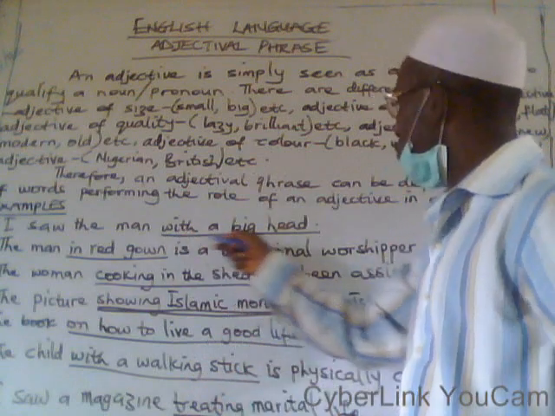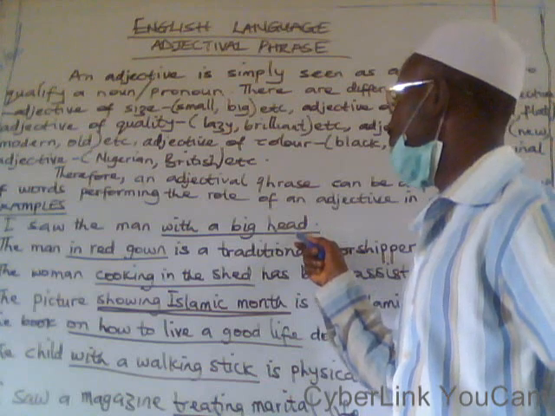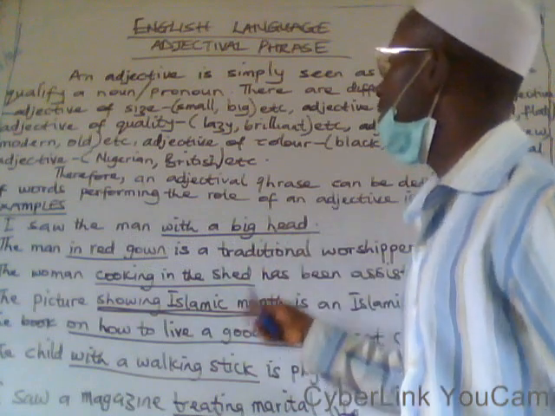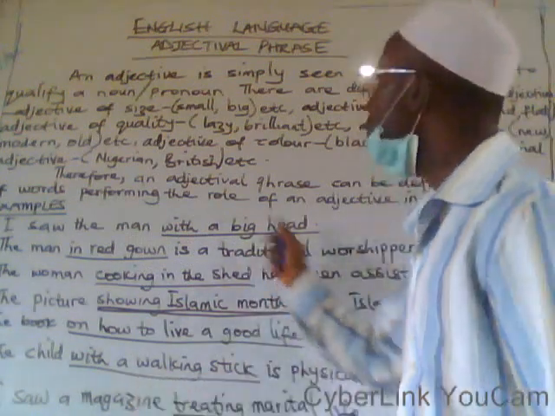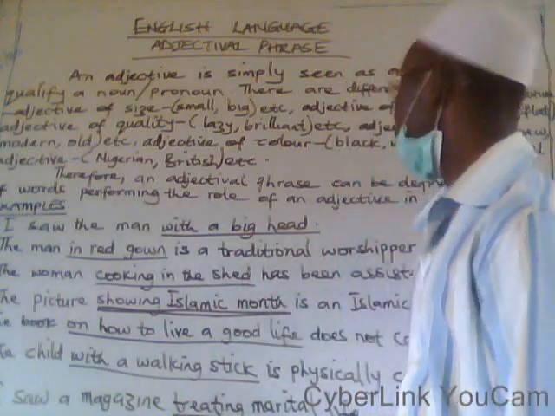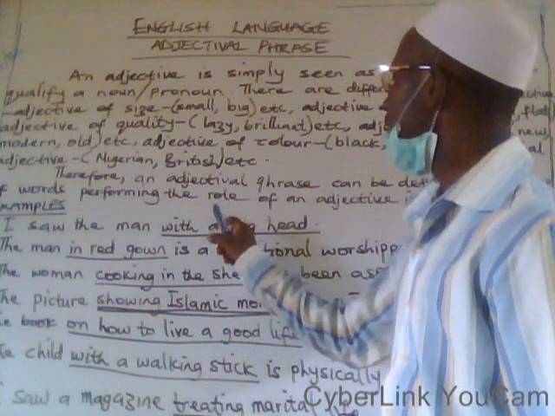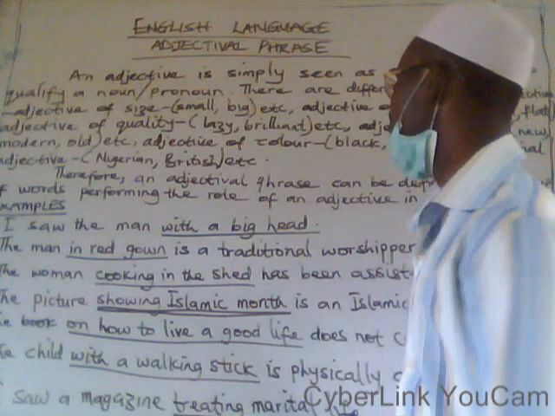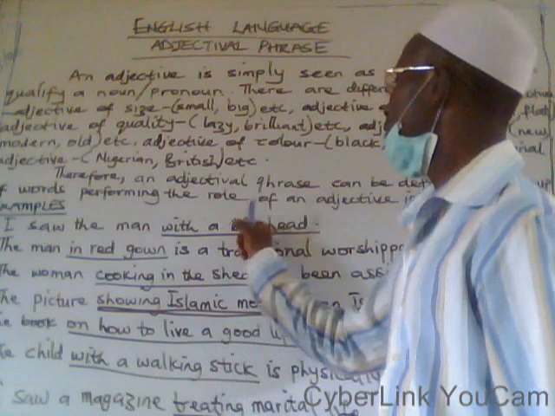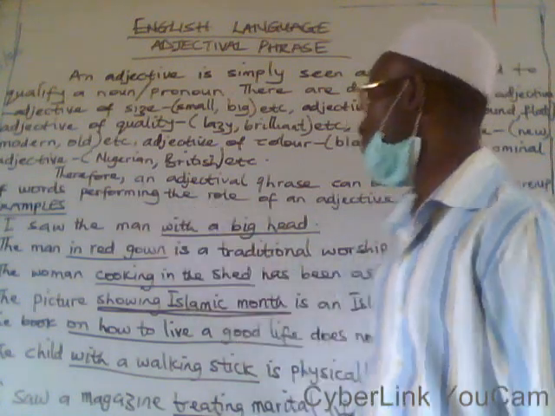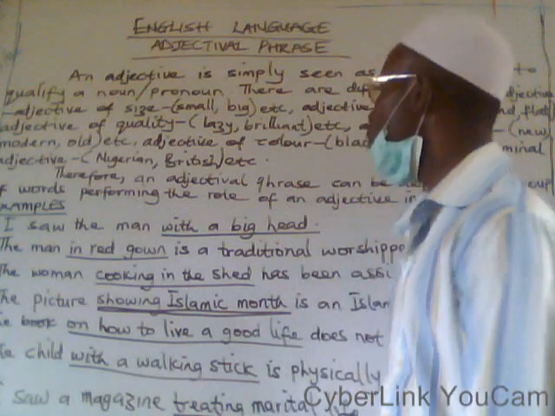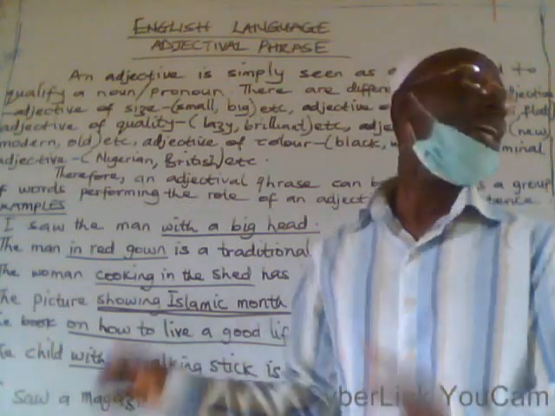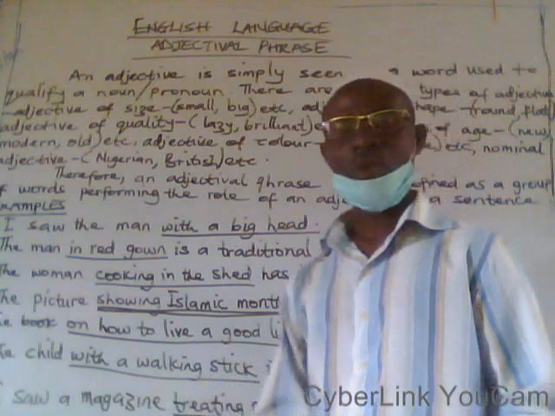But here you will see that we have a group of words. So that makes it a phrase. In this sentence now, we can say, with a big head is an adjectival phrase. What does it do here? It describes the noun man. Because I told you that an adjective shares the same function with an adjectival phrase. You can ask a question: which man did you see? You now answer, the man with a big head, not the one with a small head.